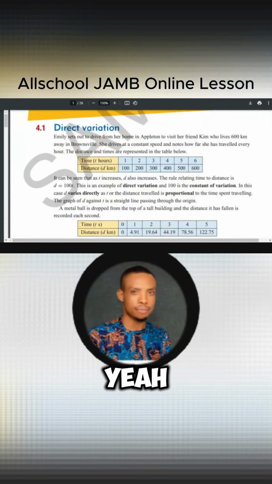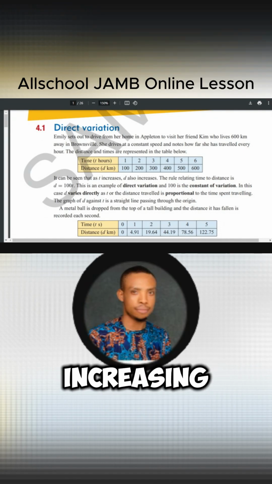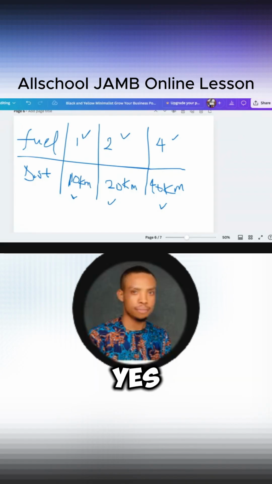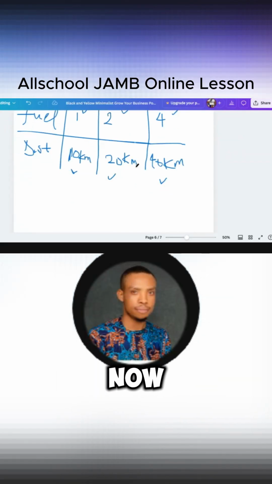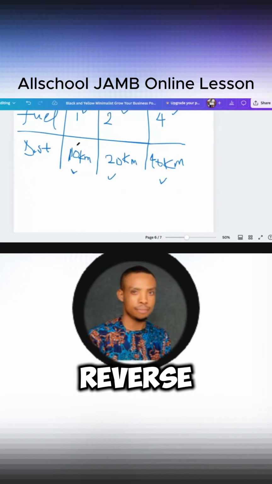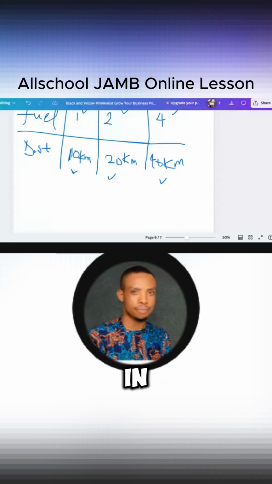So yeah, it's fine. We are talking about direct variation, and I said in direct variation, as one quantity is increasing, the other quantity is also increasing. Yes, they increase in pari passu. This is unlike indirect or inverse variation, which I will explain another day. In inverse variation, one quantity is increasing, the other one will decrease. Don't worry, we'll get there. We'll talk more about that. Okay, so let me share back this.